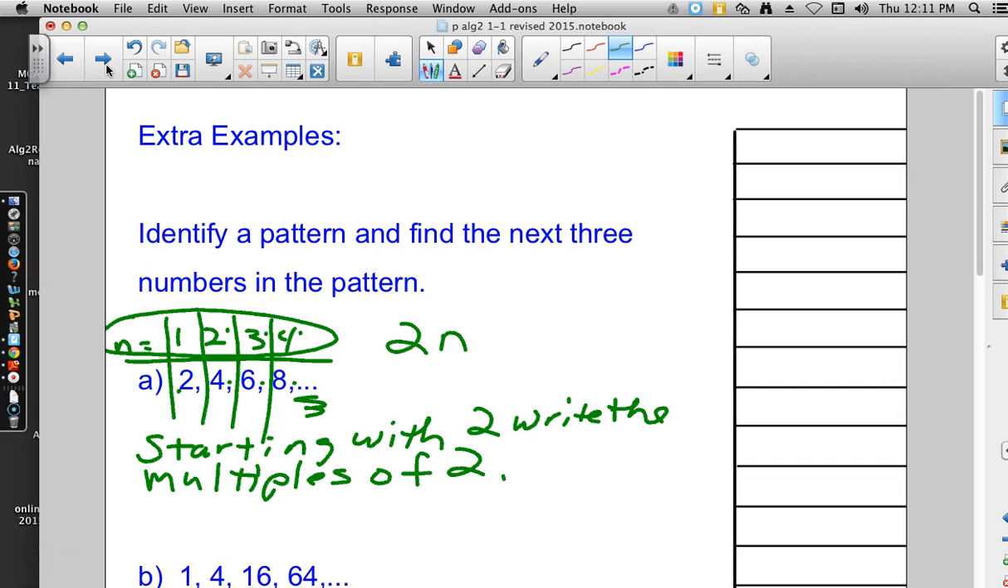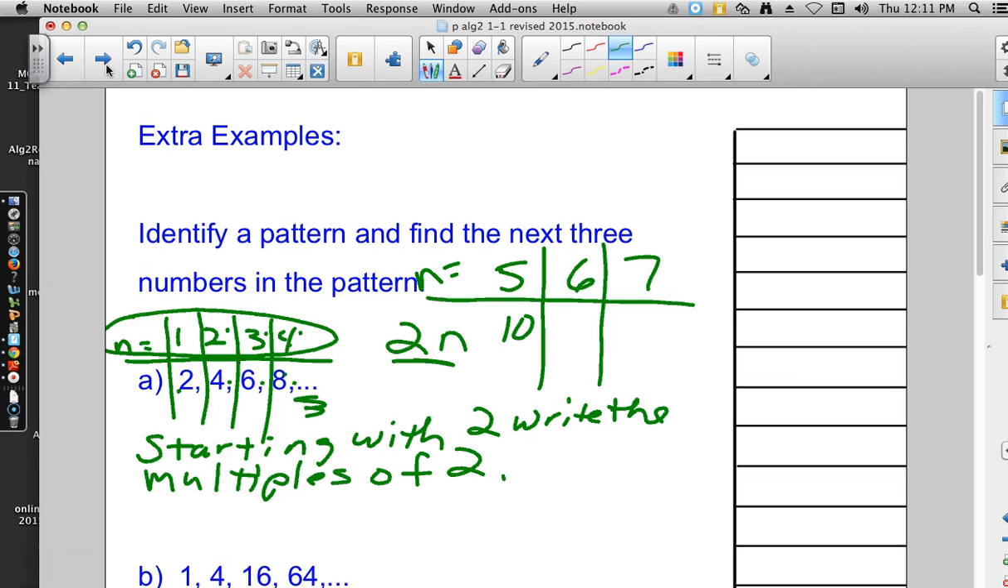And then it says find the next 3 numbers in the pattern. So however you want to do that is up to you. But generally what I'll do is say, all right, I need 5, 6, and 7 for my table. I had 4. 4 gave me 8. And I've got my nice little formula here, 2 times n. Well, this is n. So 5 times 2 would give me 10, 6 times 2 would give me 12, and 7 times 2 would give me 14. Those are the next 3 numbers in the pattern.